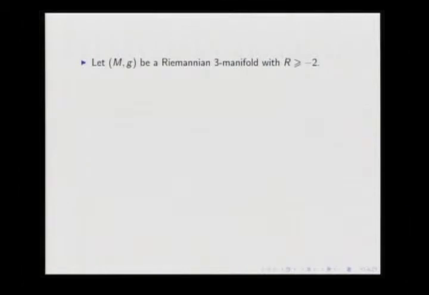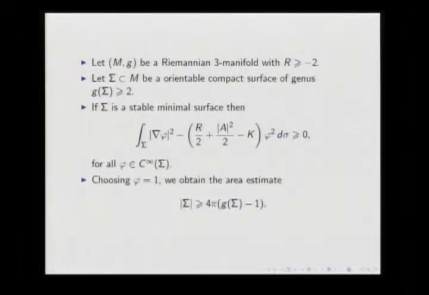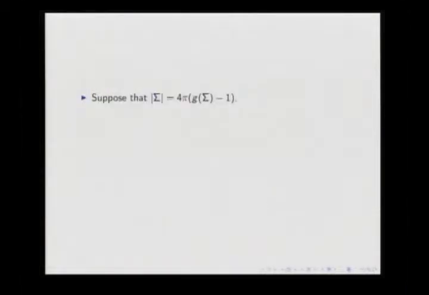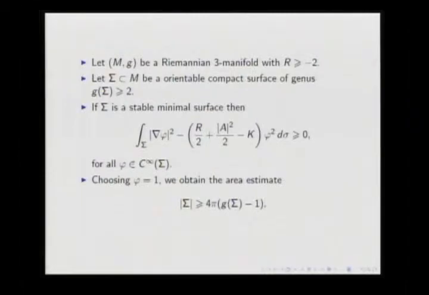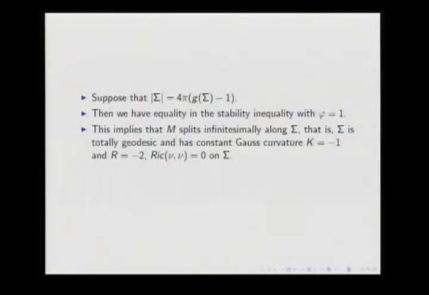So consider a Riemannian three-manifold with scalar curvature bounded by minus 2. Inside it, a surface of genus greater than 1. So the first observation is the area estimate. And this follows from the stability inequality choosing the function equal to 1, okay? So now, if the equality holds in the stability inequality, you have equality with the function equal to 1, okay? So we get infinitesimal rigidity over the sigma. Your manifold is like a cylinder.